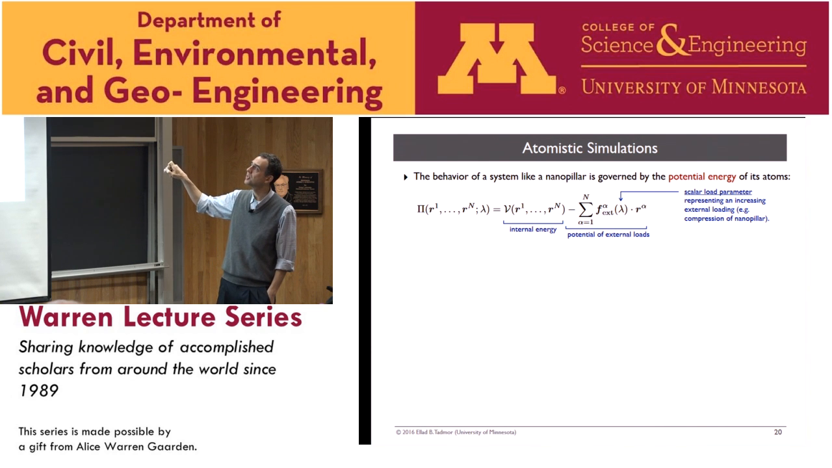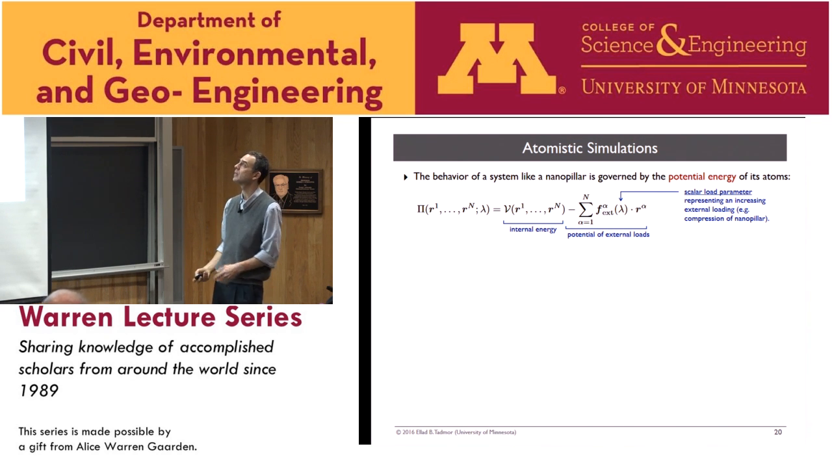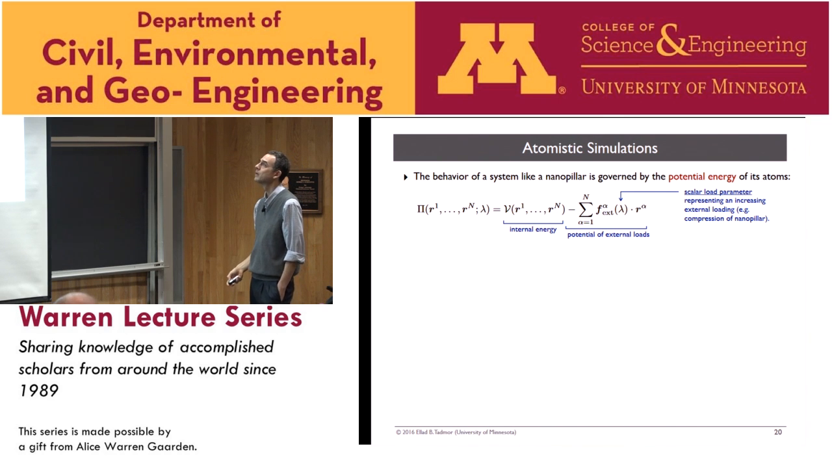So this is the function we were discussing a minute ago. This is the internal energy, which depends on the positions of the atoms. If you add to this the potential of the external loads, you get the potential energy of the system, just the regular mechanics type of argument. And you notice that it depends on lambda here, and lambda is the loading parameter. So in the nanopillar, for example, we're compressing, and so there's some force or a displacement we're applying. So everything is a function of that delta, of that lambda.